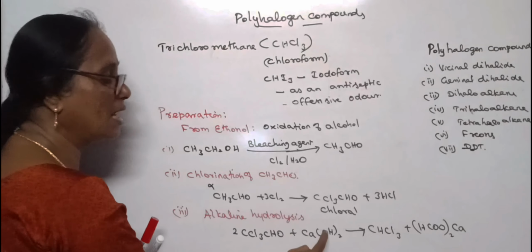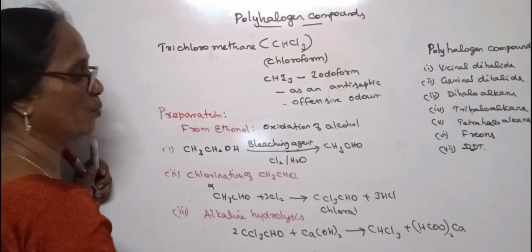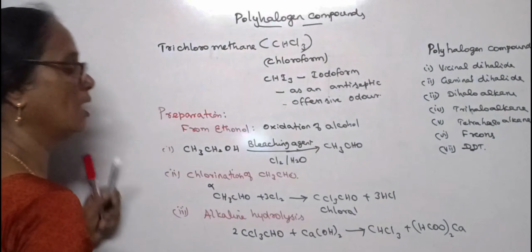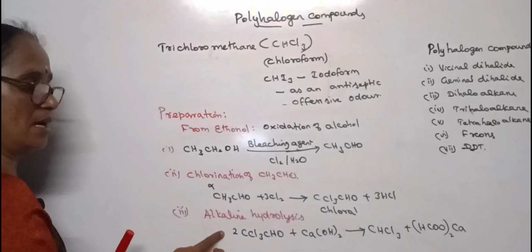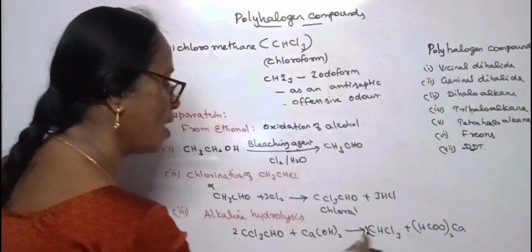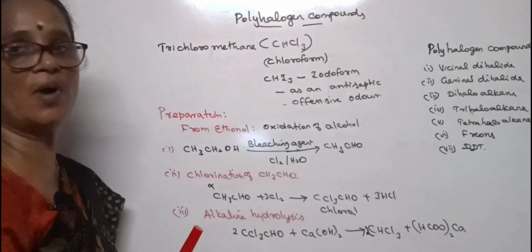Calcium hydroxide has 2 OH groups, and both OH groups are present in the calcium formate. That's why chloral is taken twice. So we get 2 molecules of chloroform along with calcium formate.